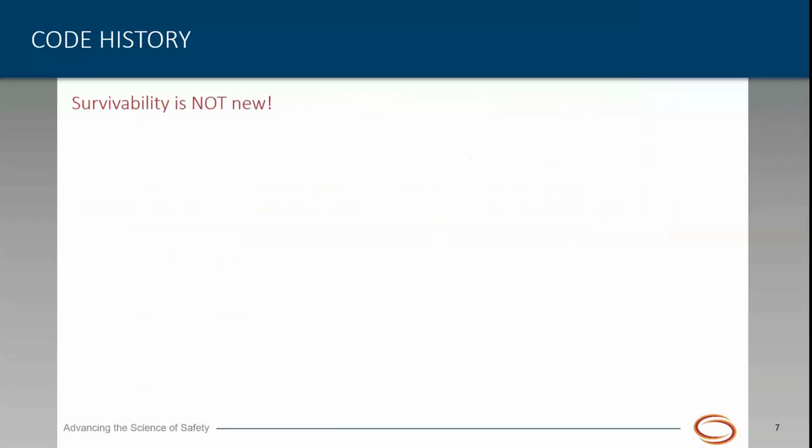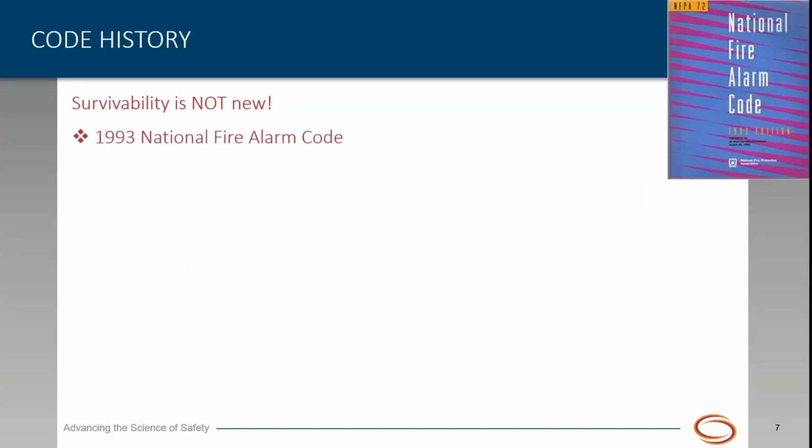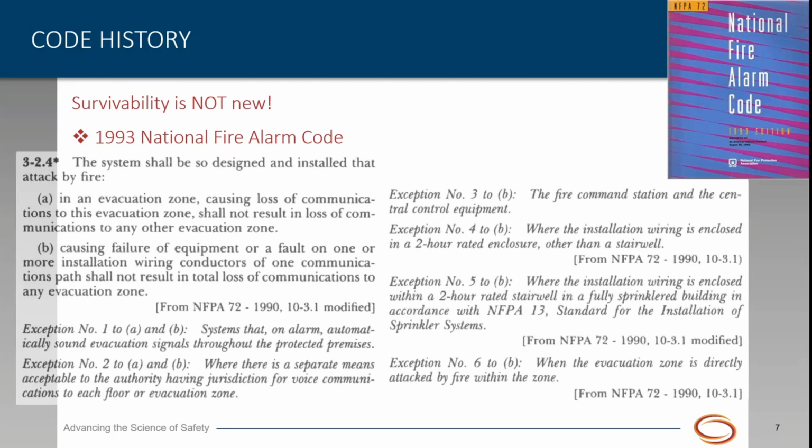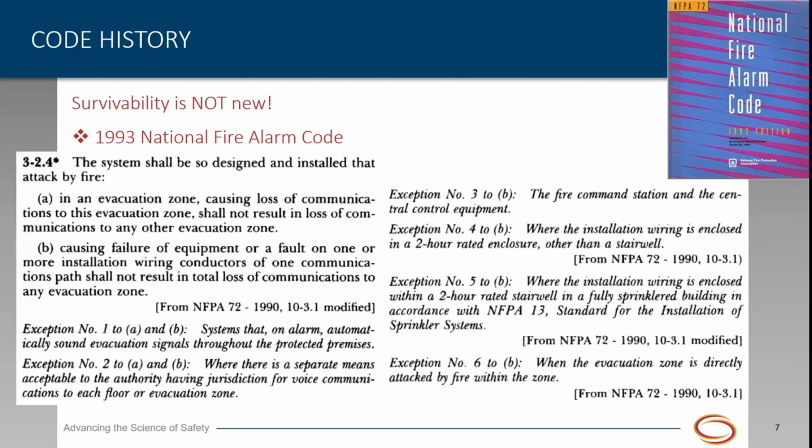Well, the first edition of NFPA 72 was 1993, and that's when they combined NFPA 71, 72, and all of these pamphlets into one united code. This is what the code looked like from a survivability standpoint back in 1993. It was in Chapter 3 of that book, and in this, we see the beginning of a lot of the same principles that were carried over from the earlier document and that we still see in the code today.